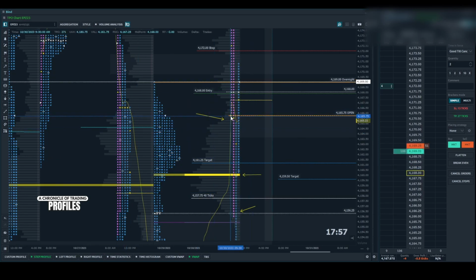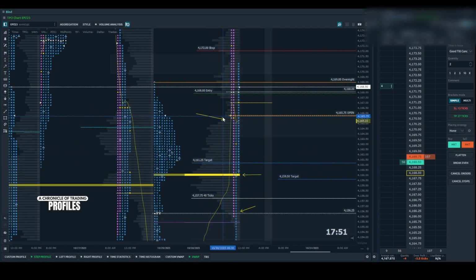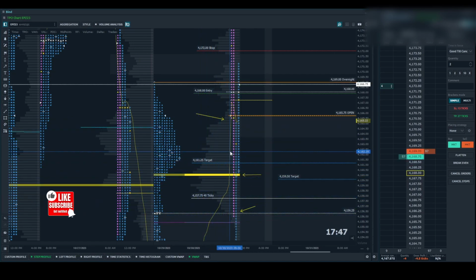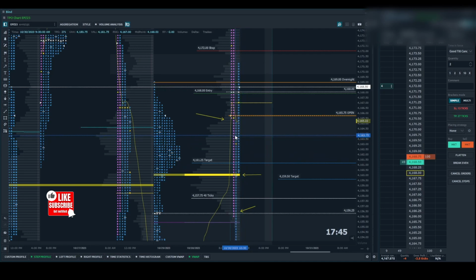I want to watch the open. That's the first thing I'm looking at is, do we get back through that area? And then you have your POC, and we want to get back into this big node here that I'm marking off right now.